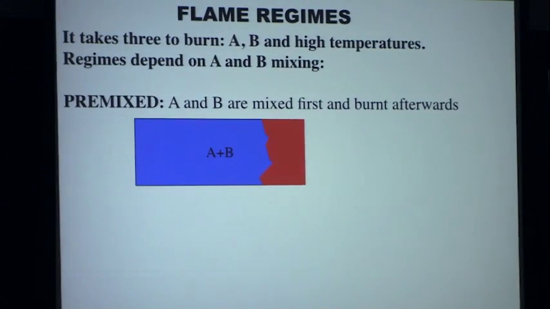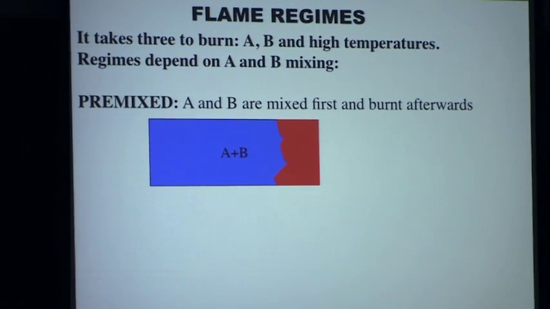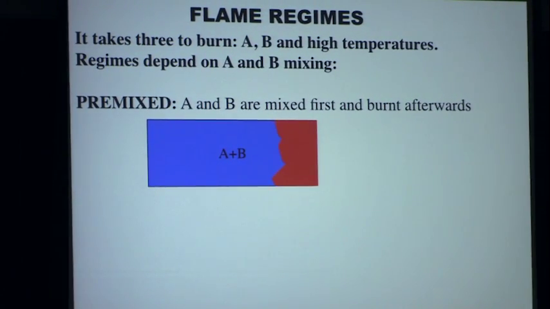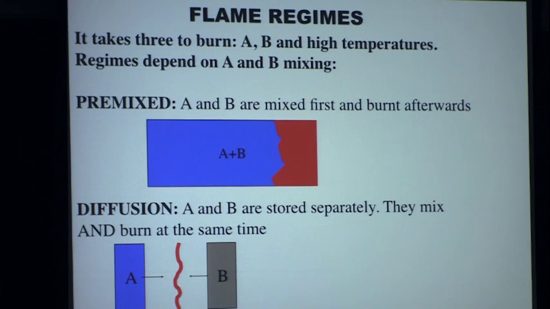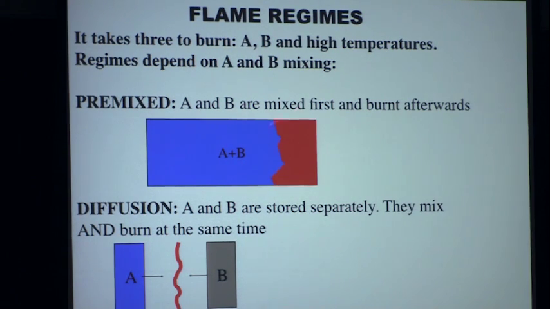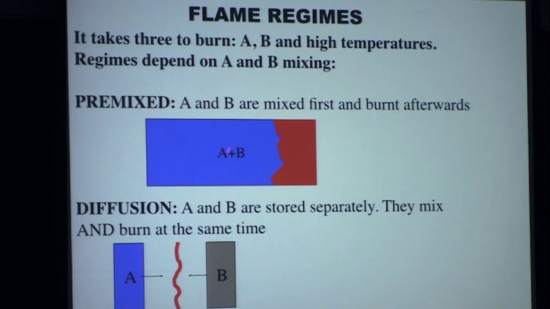So flame regimes. As I've mentioned before, to get combustion you need A and B: fuel, oxidizer, and temperature, which really means you can have two types of regimes. The first regime is to have premixed gases. We'll call it the premixed regime, because we mix A and B before we ignite. These things are just waiting for temperature. And then we have diffusion flames, where we don't want to store these things together, we store them separately, and so then we have a diffusion flame.